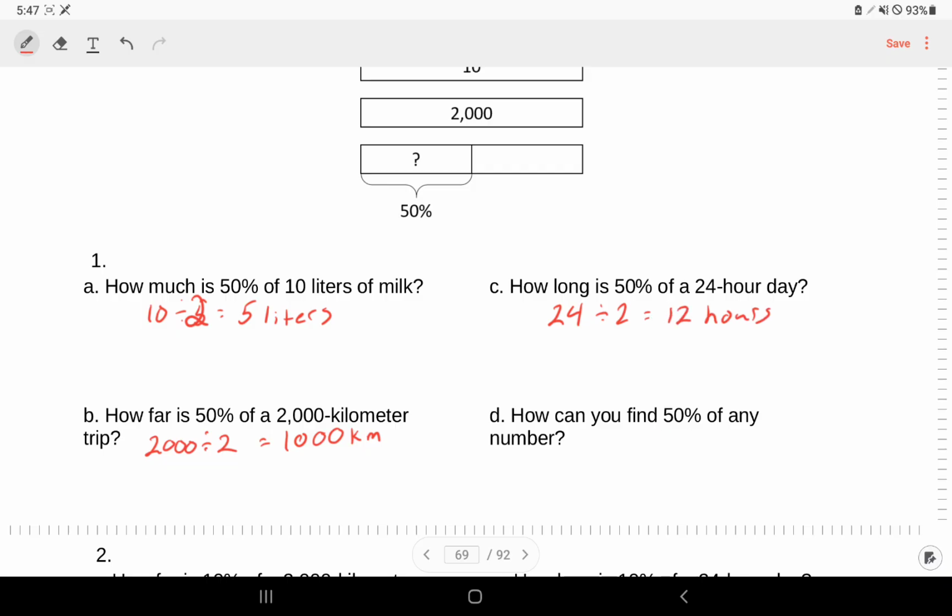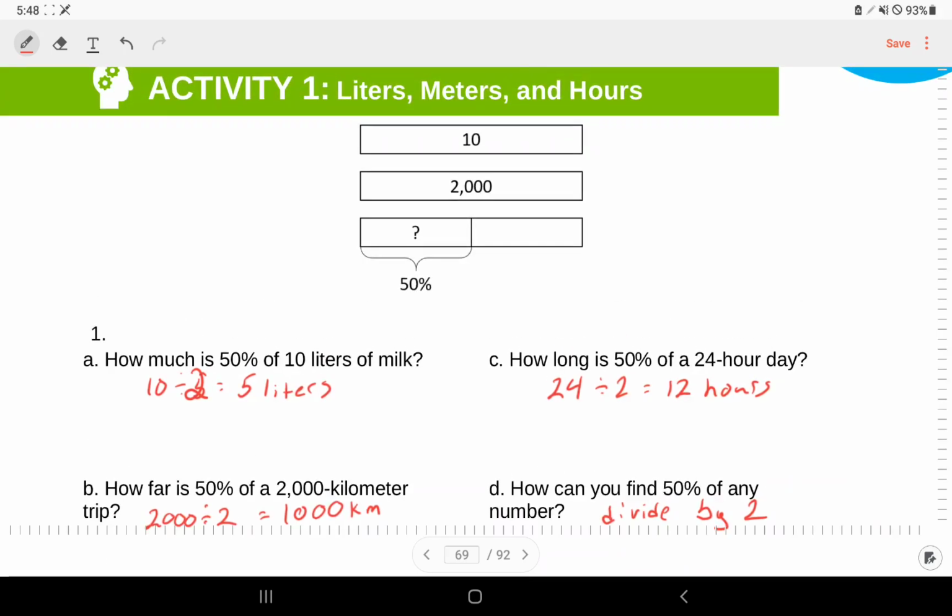How can you find 50% out of any number? Divide by 2. Okay, and we see that right here because when you cut something in half, there are 2 sections. 1, 2.